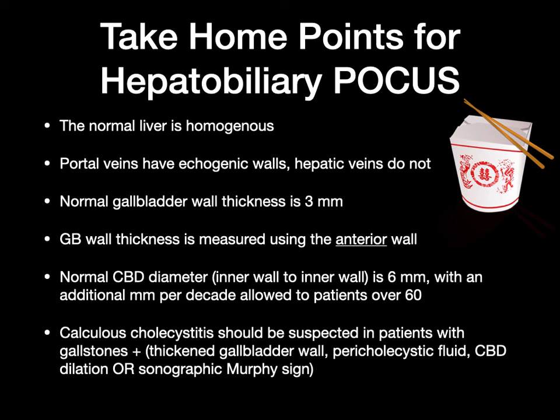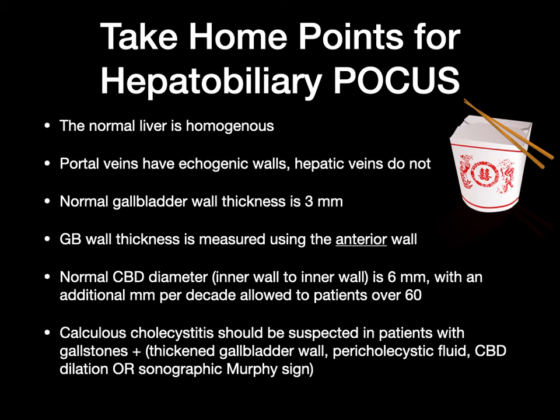So here are some take-home points for hepatobiliary POCUS that I want to just review quickly before we move on to practicing some of these skills with some cases. So the normal liver is homogeneous. If we're seeing anything that doesn't look like a smooth, kind of medium echo texture structure, there may be a problem. Portal veins have echogenic walls. Hepatic veins do not. The normal gallbladder wall thickness is 3 millimeters or less.